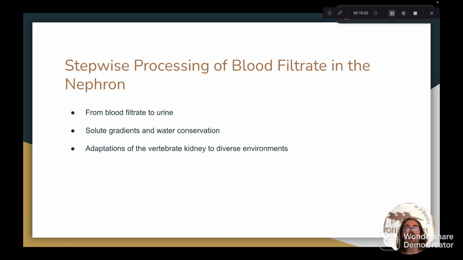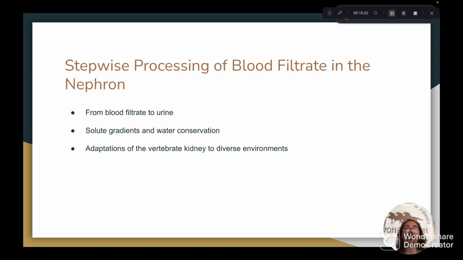The ascending limb of the loop of Henle is divided into a thin segment and a thick segment. In the thin segment, salt diffuses out of the filtrate and into the body's interstitial fluids. And in the thick segment, salt loss continues through active transport rather than passive transport, which causes the filtrate to become increasingly dilute.